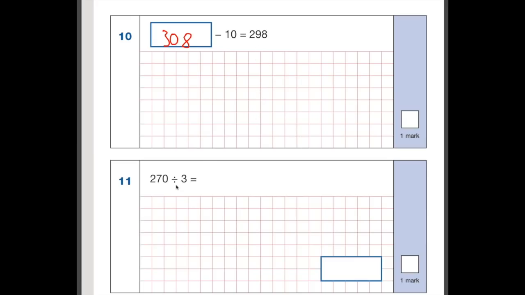Number 11, 270 divided by 3. Well, we know, if you know your times tables, that 3 goes into 27. So what I'm going to do is just imagine that 0 is not there. How many 3s are in 27? It's 9. And we're going to add the 0 back on at the end, so our answer is 90.